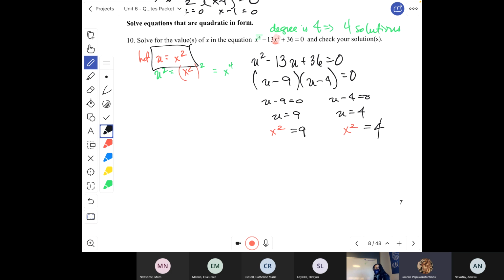So now if I want to solve for x, what am I going to do to each side here? Square root each side. And I'm going to do that for each of those original factors. So then I get x equals what?